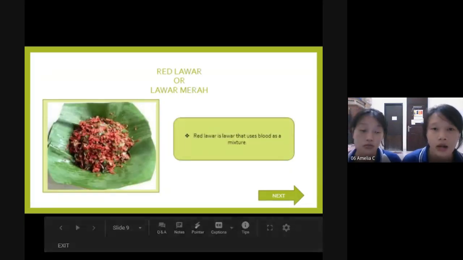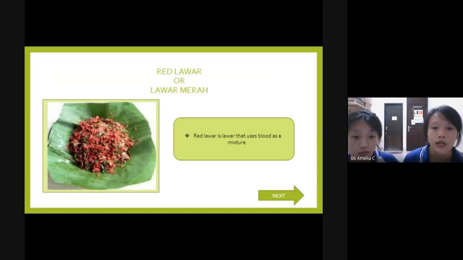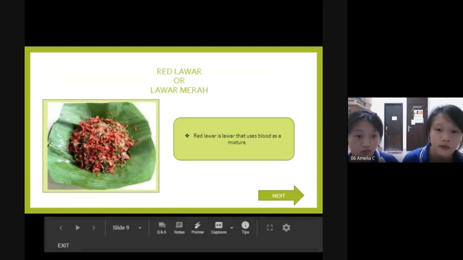Red lawar, or lawar merah. Red lawar is lawar that uses blood as a mixture.